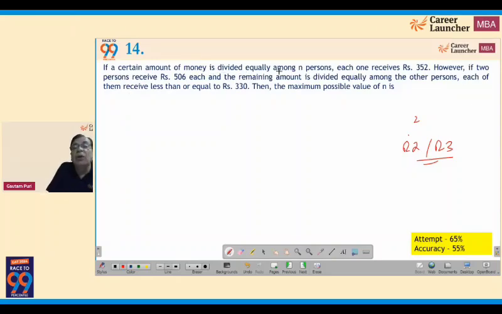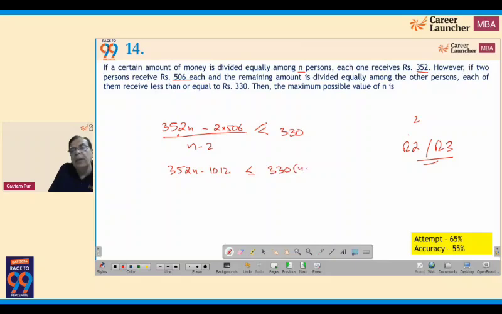A certain amount of money is divided among n persons, each one of them receives 352. So the total amount is 352n. However, if 2 persons receive 506 each, minus 2 into 506, this is the amount left. The remaining amount is divided among the other n minus 2 people. Each of them receives less than or equal to 330. What does that mean? 352n minus 2 into 506, 1012, should be less than or equal to 330 into n minus 2. You solve this, you'll get n has to be less than or equal to 16. That means the maximum possible value of n is 16.